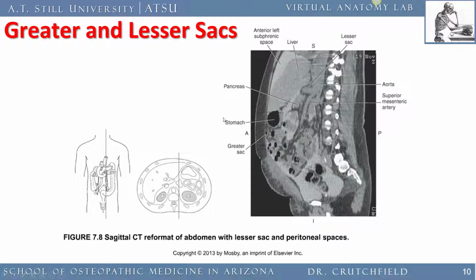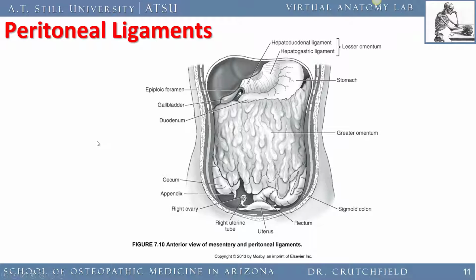This is not a great image to see this on. This is a sagittal section on a CT scan. We can make out the aorta. We can make out the superior mesenteric artery. Pancreas is not well seen. Stomach bubbles. There's bubbles of air here in the colon. Not a good image to show us the greater and lesser sacs. It doesn't show up really well here. So now let's look at some of the peritoneal ligaments.